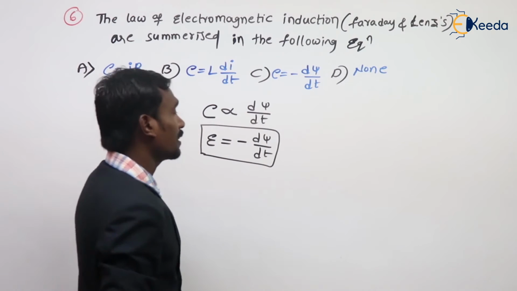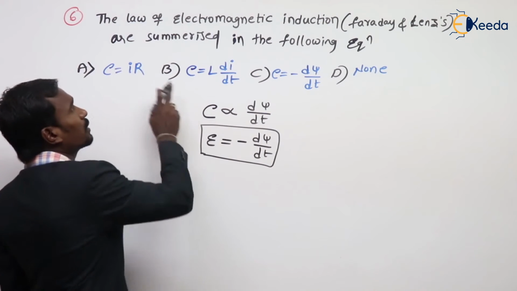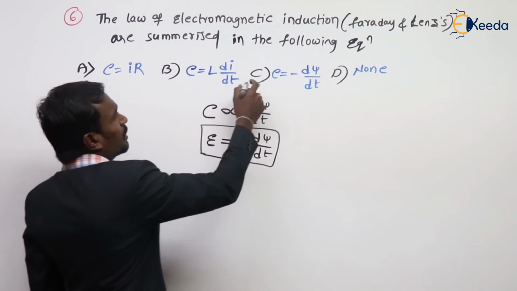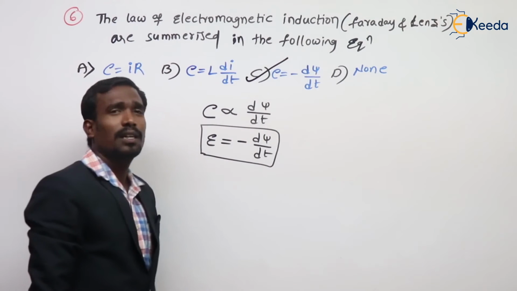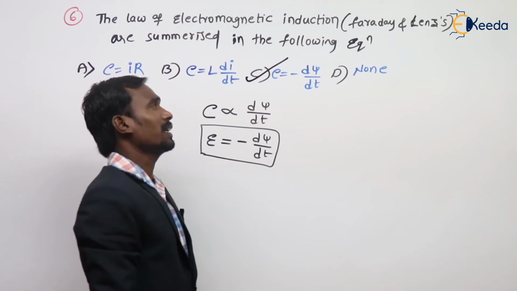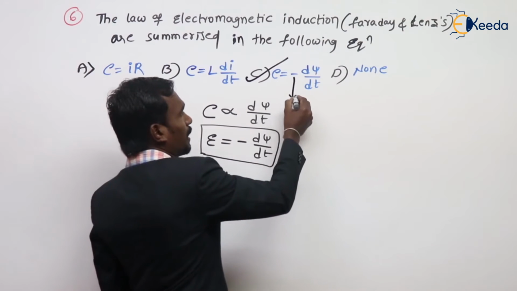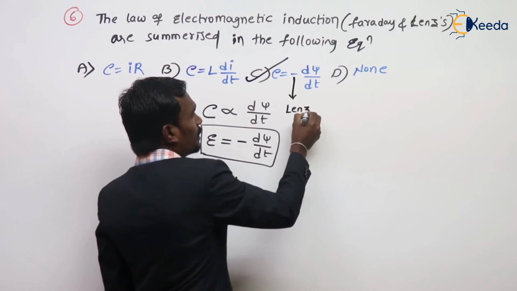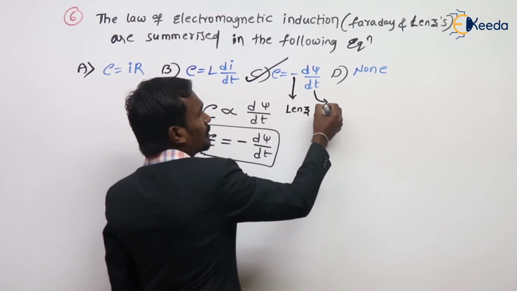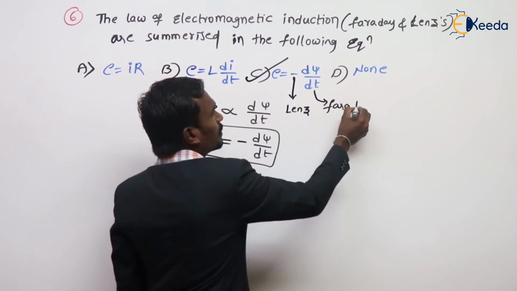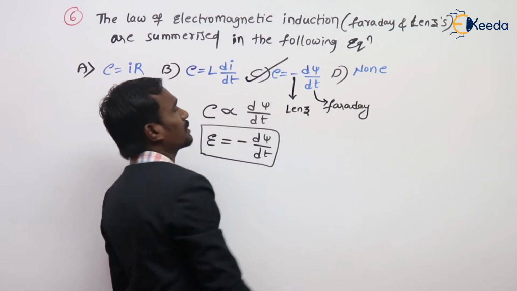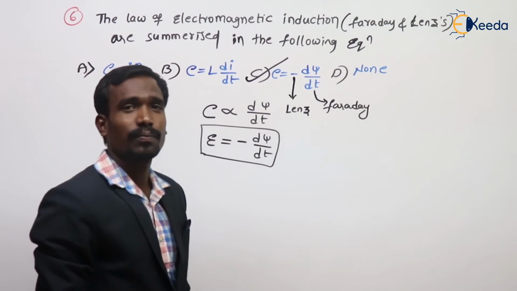Yes or no? We already saw the basic principle. So this is a wrong answer, this is a wrong answer, and this is the correct answer: E is equal to minus d psi by dt. This minus is given by Lenz, and this part is given by Faraday. This is the summarized equation.